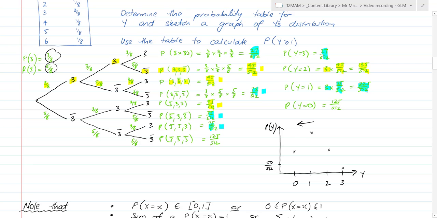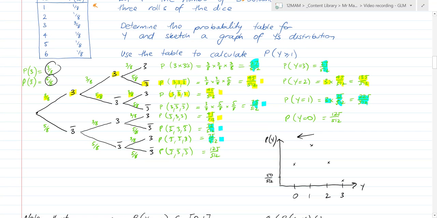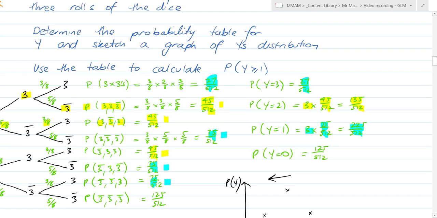The other question, of course, is calculate the probability that y is greater than 1. And here's where I get a chance to talk about the really important things. First of all, these probabilities, 27, 135, 225, and 125 all over 512, should add up to 1. They are all the possible outcomes. So if I add those 4 fractions up, I'll get 512 over 512.